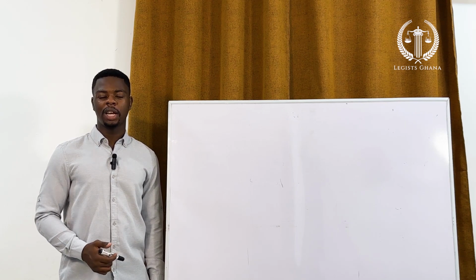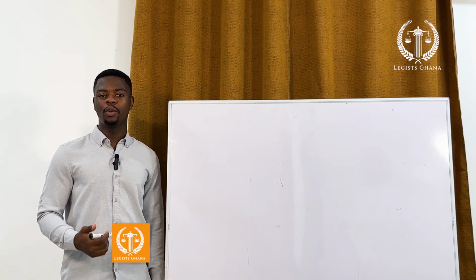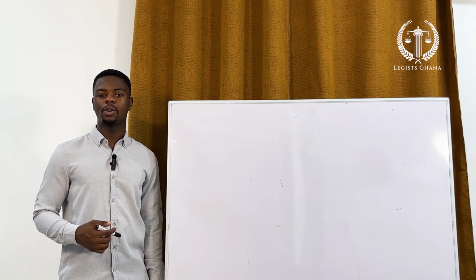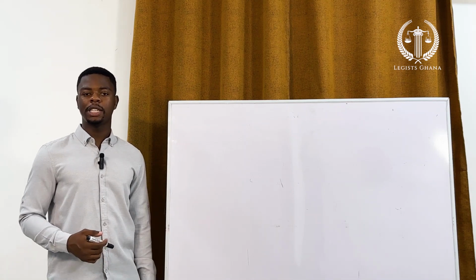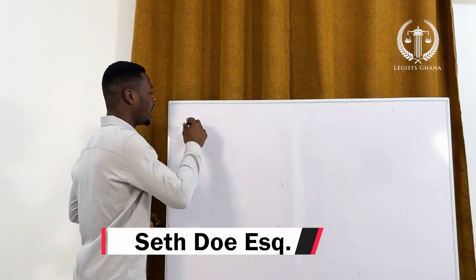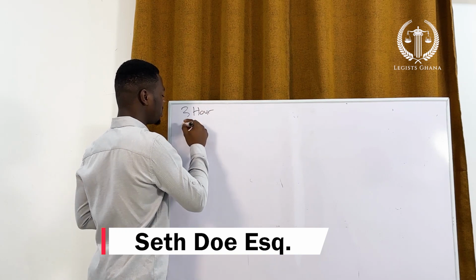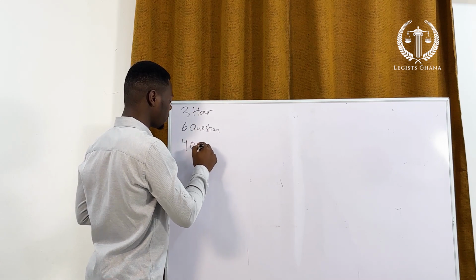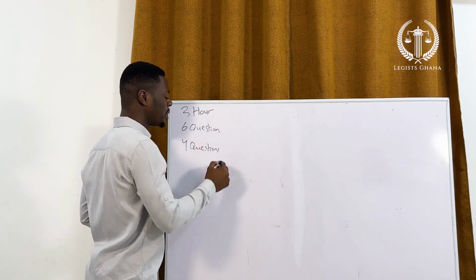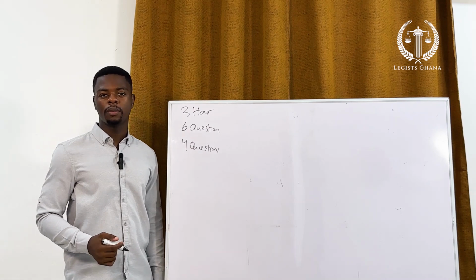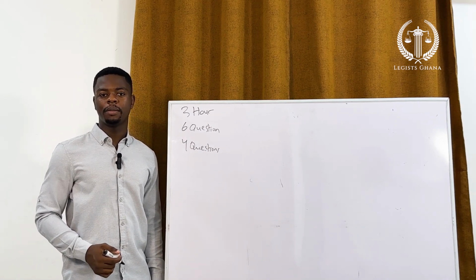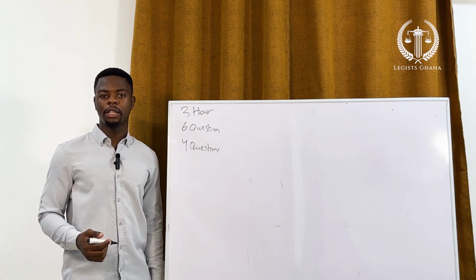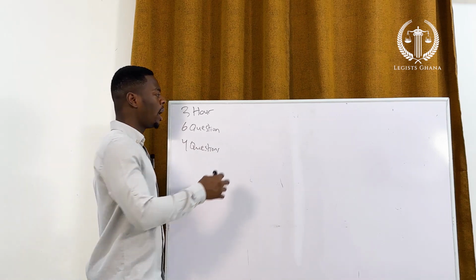In this particular session, I'm going to be taking you through how to prepare adequately towards the Ghana School of Law entrance exam. Now, the Ghana School of Law entrance exam is conducted once a year, and the format for this particular year, 2024, is a 3-hour period, 6 questions. The students must tackle 4 questions, and the questions cover the courses Constitutional Law, Contract Law, Ghana Legal System, Criminal Law, the Law of Torts, and Immovable Property Law. Now, this particular session is going to take students through what is known as the SRAGIE method.